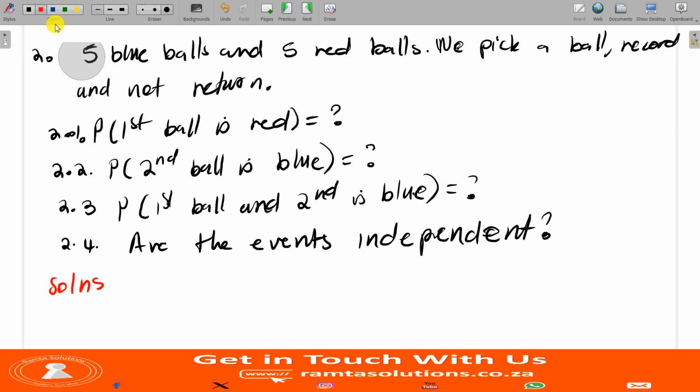When you look at, for example, the probability of getting red first and red second: first time, you have 5 reds over 10. Second time, what do you have? You have 4 reds over 9 because you picked a ball and never returned it. So you have 20 over 90. So we can call it 2 over 9. I'm just showing you now.